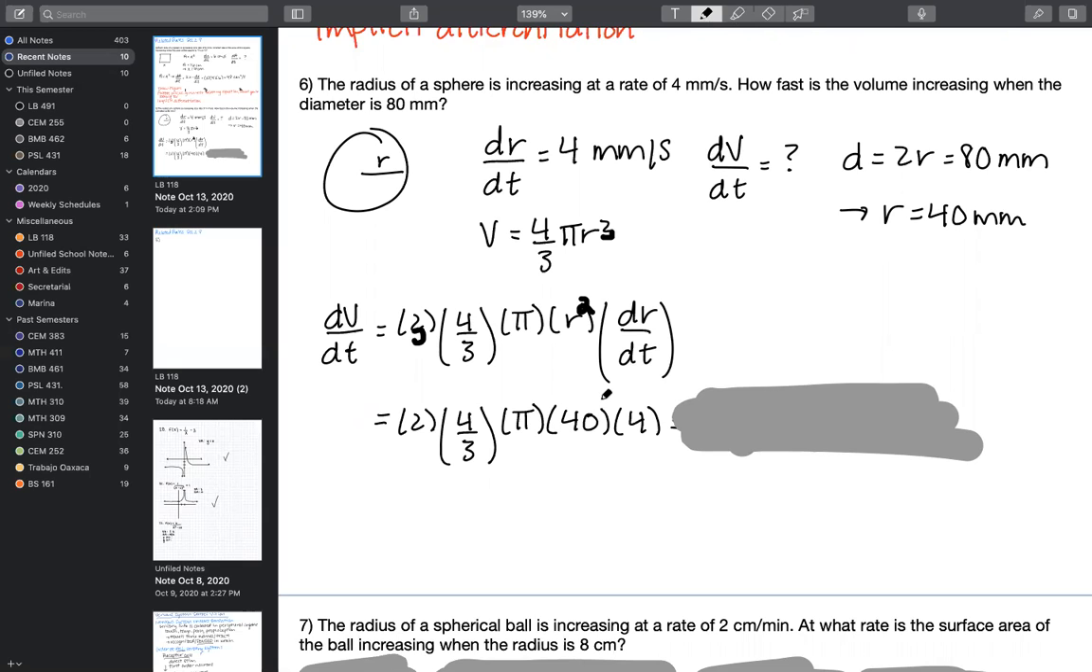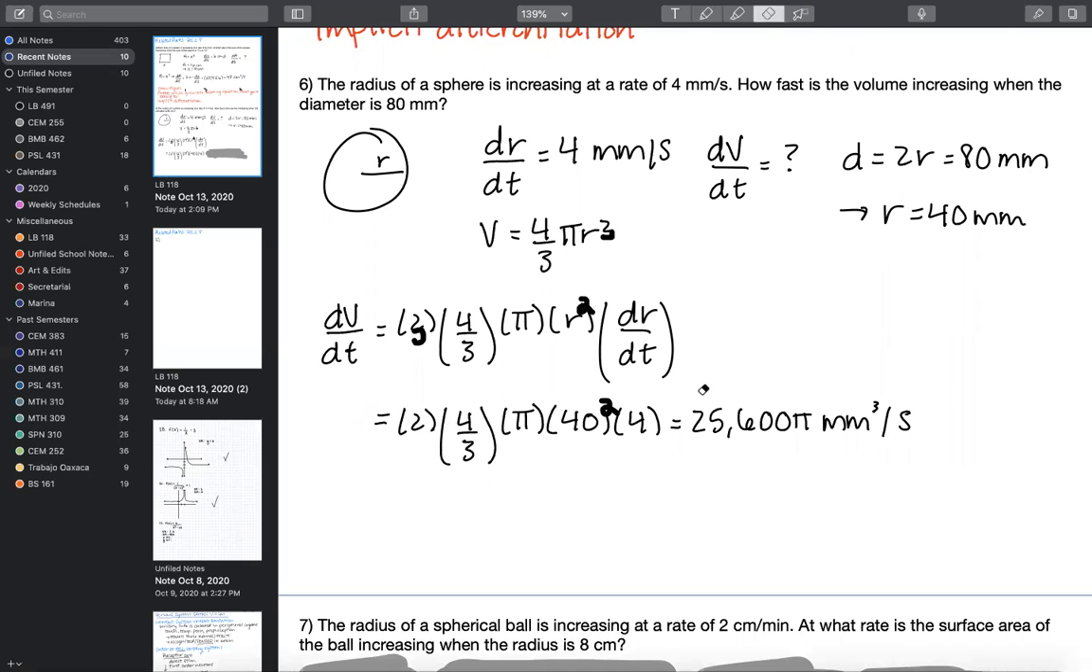And then that should be squared. And then we still have our 4/3 and our pi as our constants. And what it shakes out to be is 25,600 pi millimeters cubed per second. So again, the units are important. You got to double check your units for these problems. But I did just want to point out the fact that this pi is a part of this answer.